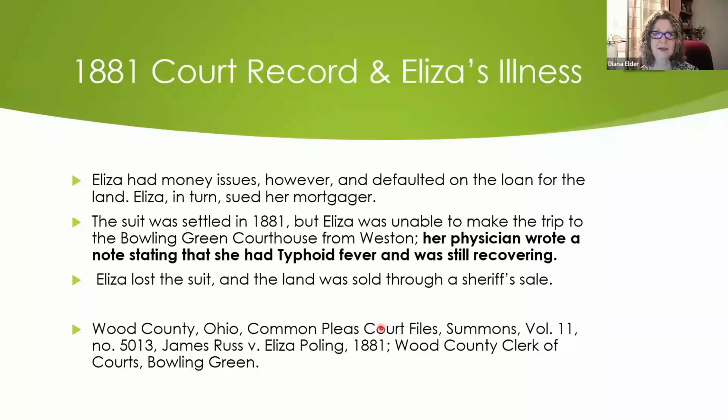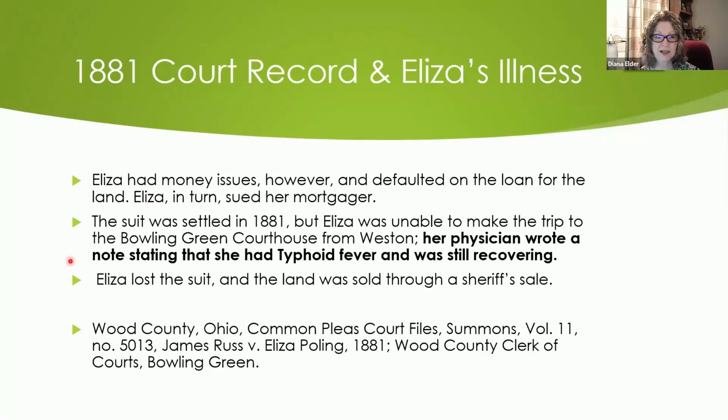Now, in 1881, we have another court record. Eliza had money issues and defaulted on the loan for the land. Then she sued her mortgager. This suit was settled in 1881, but Eliza was unable to make the trip to the Bowling Green courthouse from Weston.